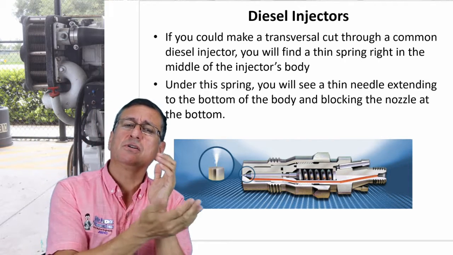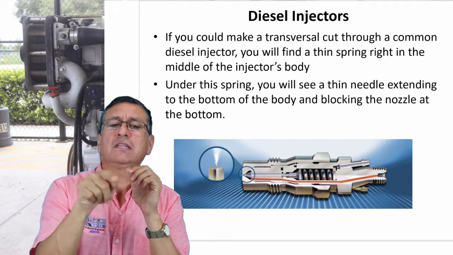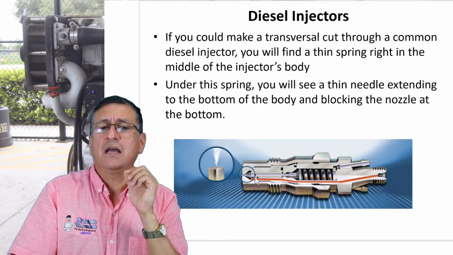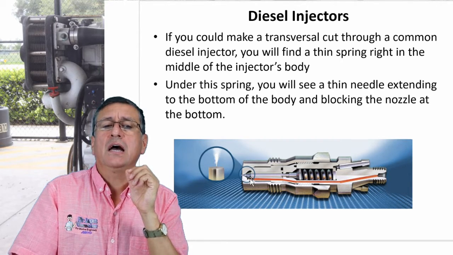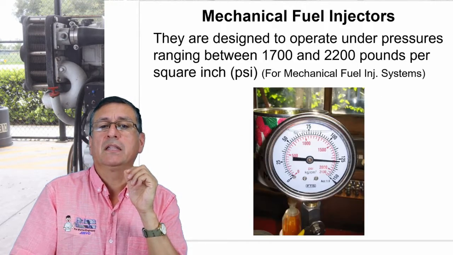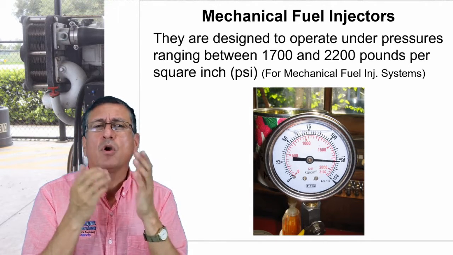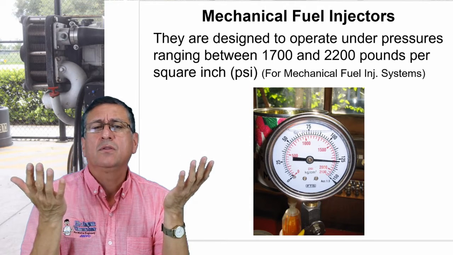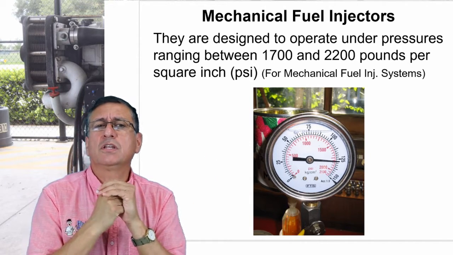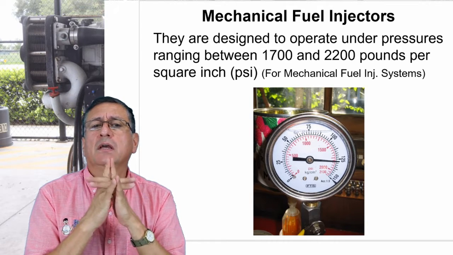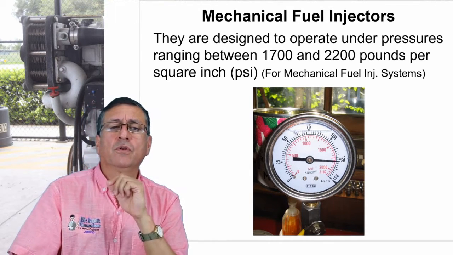If you make a section of an injector, you find the distribution, this spring, and at the end the needle, and the needle opens and closes depending on the pressure of the fluid coming in. Right now I am going to explain. Normally the mechanical injectors work in between 1500 and 2200 psi, maximum 3000 pounds per square inch. Those are for mechanical fuel injectors.